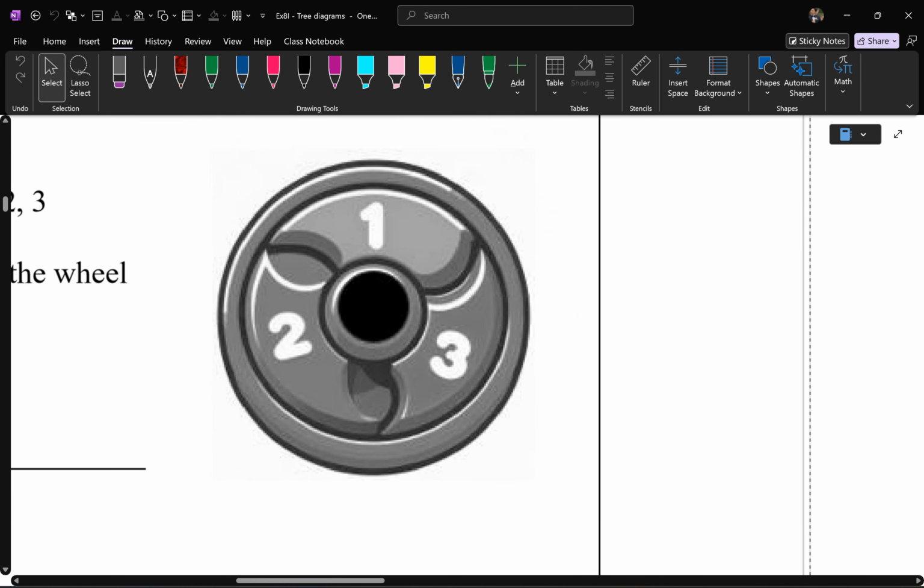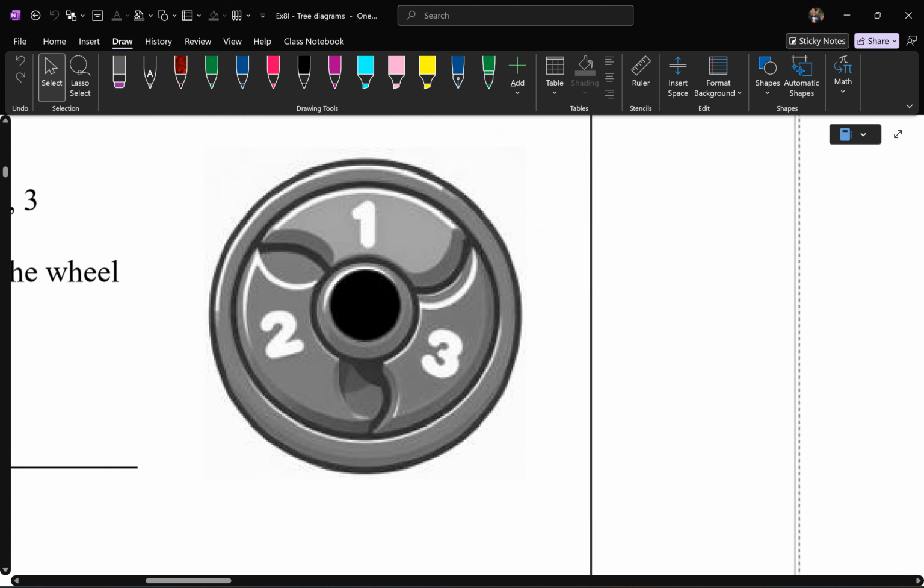Let's say I gave you a spinner, right? It has the number 1, 2, and 3.